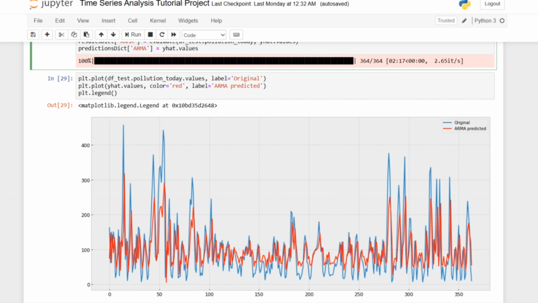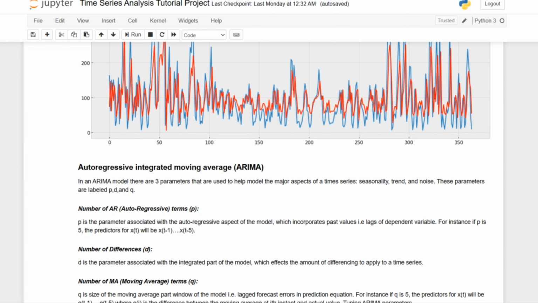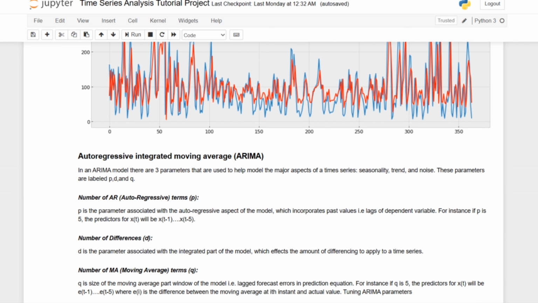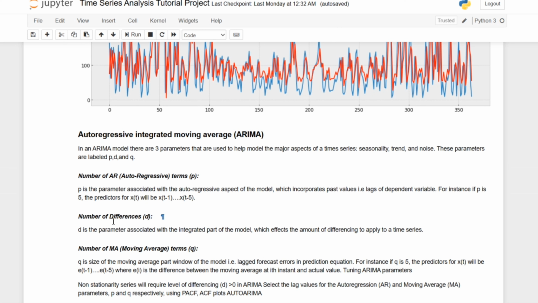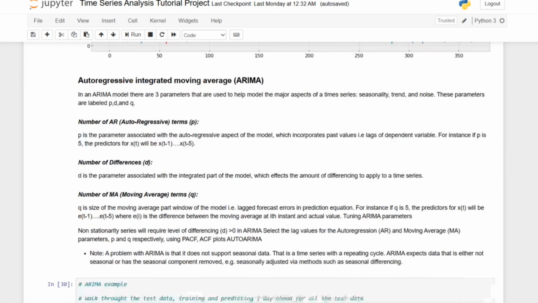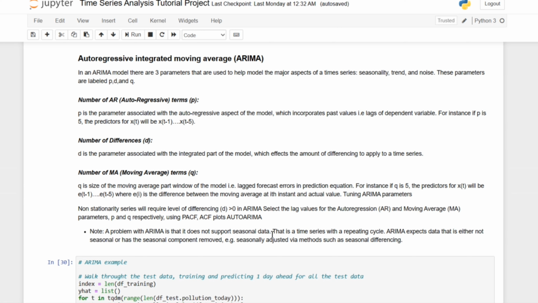So let's go further with another model, which is called the autoregressive integrated moving average. This has an additional parameter, which is the number of differences, represented as D. D is a parameter associated with the integrated part of the model, and it affects the amount of differencing to apply to the time series. So P and Q remain the same. There is nothing much different from the previous model. Another very important point that you need to consider is that the ARIMA model does not support seasonal data, which is basically a repetitive cycle.